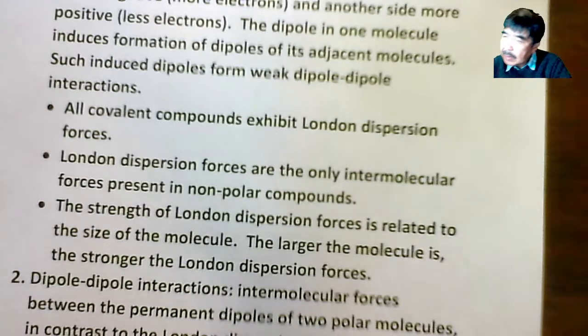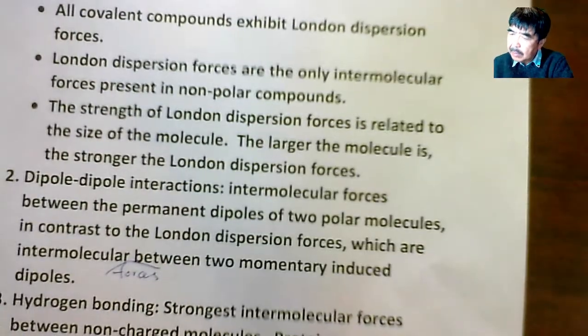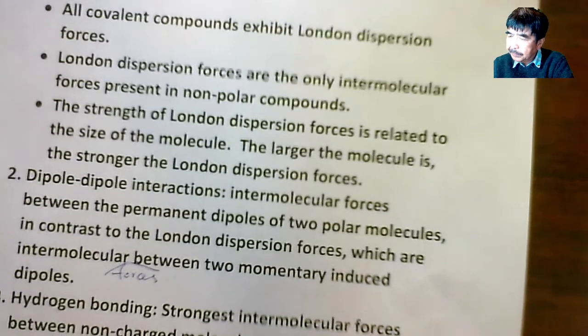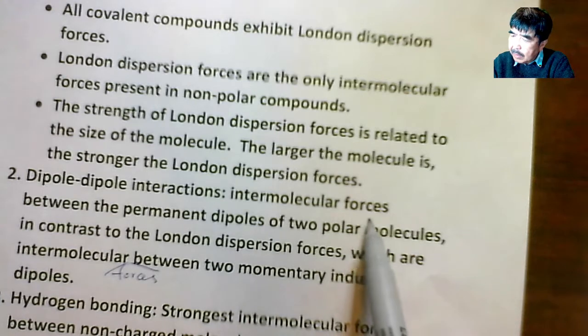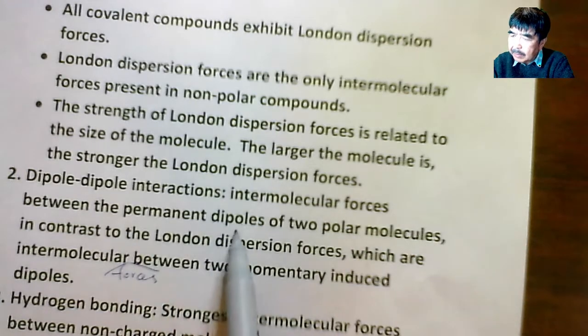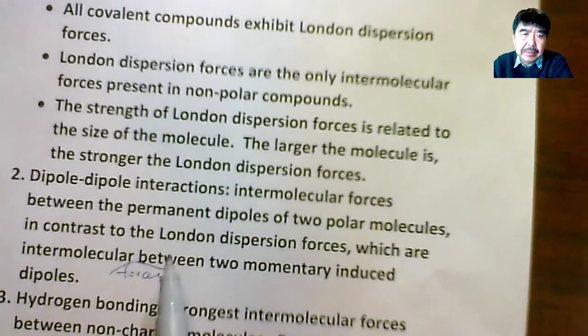The second type of intermolecular force is called dipole-dipole interactions. These are molecular forces between permanent dipoles of two polar molecules, in contrast to the London dispersion forces, which are intermolecular forces between two momentary induced dipoles.